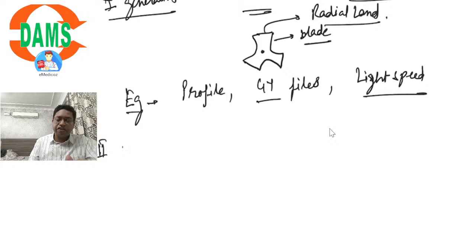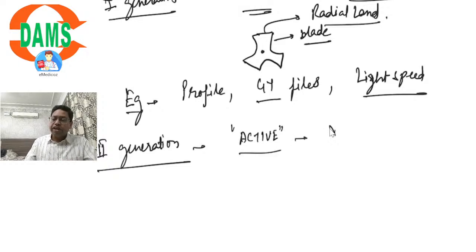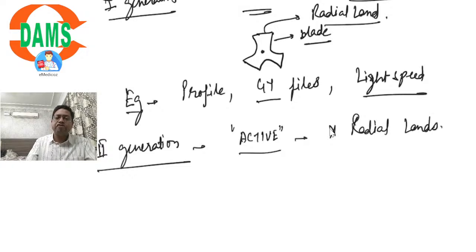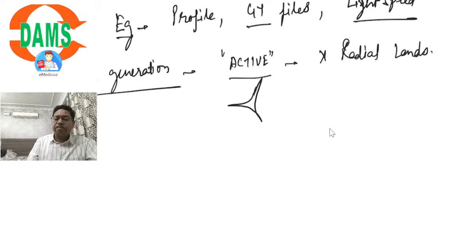Then comes the second generation of nickel titanium instruments. Second generation, they are called active instruments. Definitely, if they are active, there are no radial lands in their design. They have sharp edged blades. So if I make a cross section of a second generation instrument, the blade edges would be sharp without radial lands. So they are active instruments. No radial lands are present.